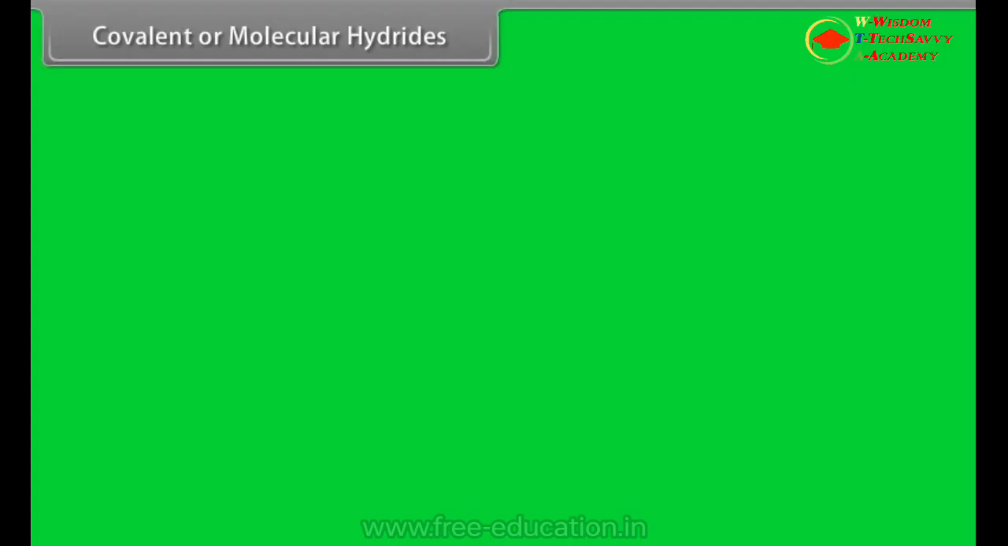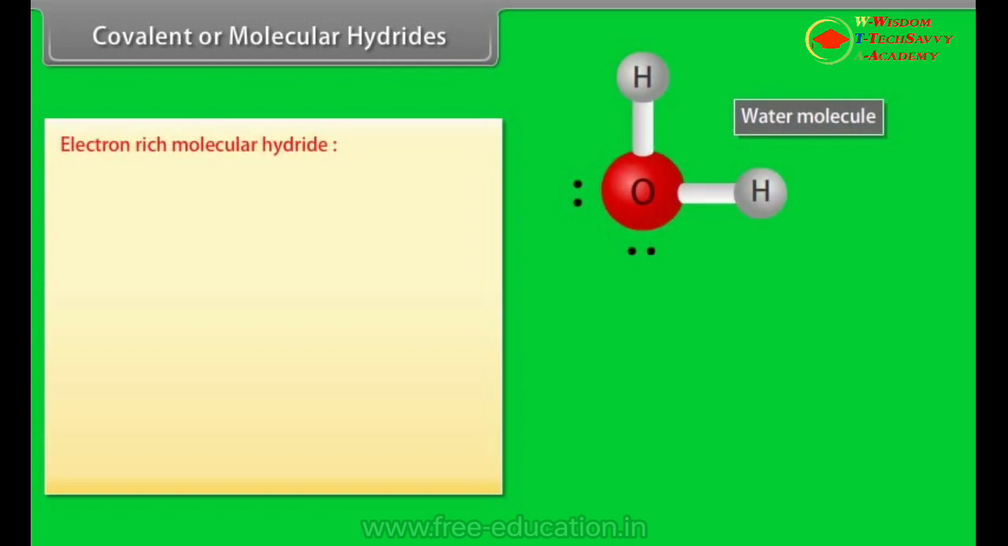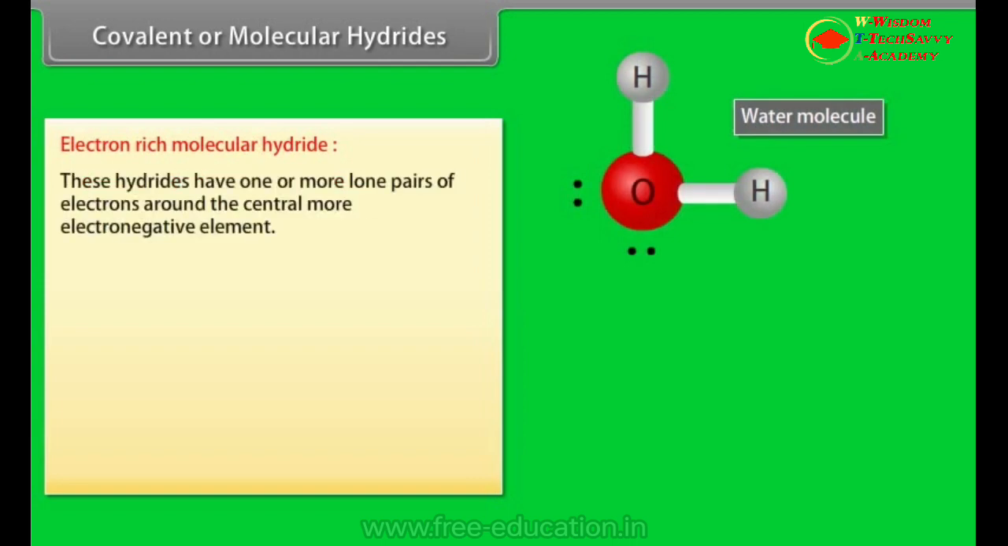Covalent or molecular hydrides. Molecular hydrides are classified as electron-rich molecular hydrides. These hydrides have one or more lone pairs of electrons around the central, more electronegative element. For example, water has two lone pairs.